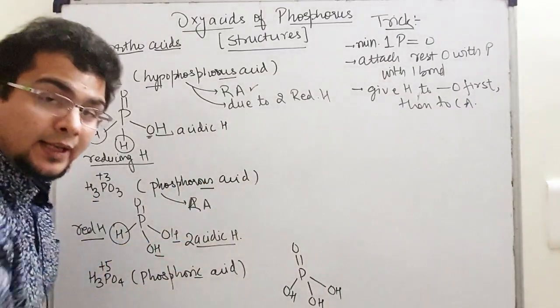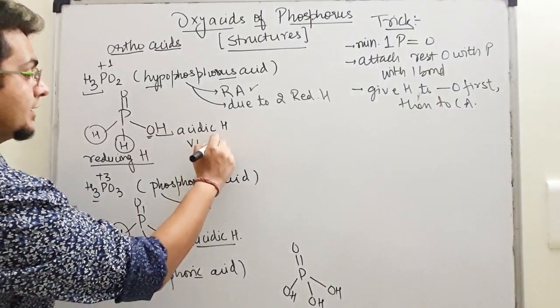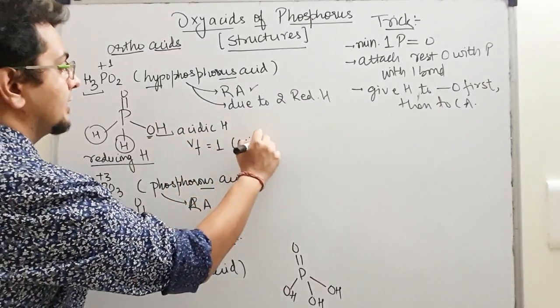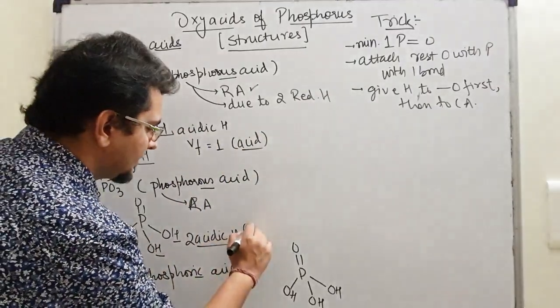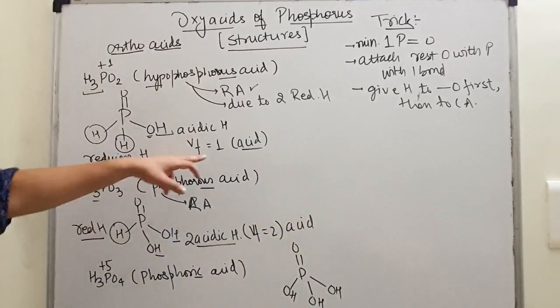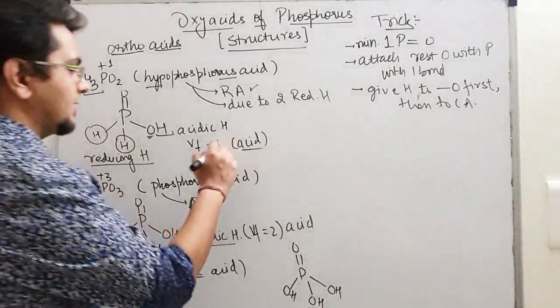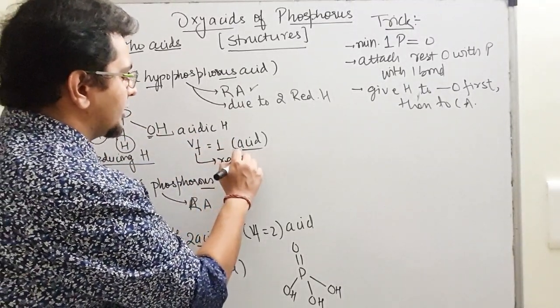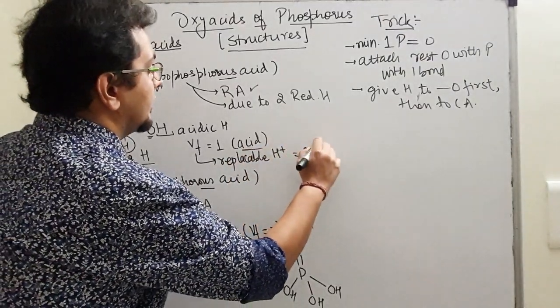Now, who has more acidic hydrogen? H3PO2 has 1, H3PO3 has 2. So its valency factor is 1 as an acid, if it is behaving like an acid. If H3PO3 is behaving like an acid, its valency factor is 2. Why? Valency factor for an acid means replaceable H plus. Replaceable H plus means acidic H plus.